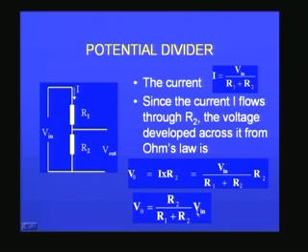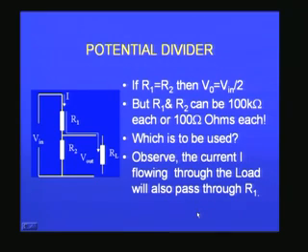So this is the concept of the potential divider, and I have given some examples. If the two resistors are equal, then you can immediately see that V output will be V in by 2, that we have already seen. Equal resistors divide voltage equally.